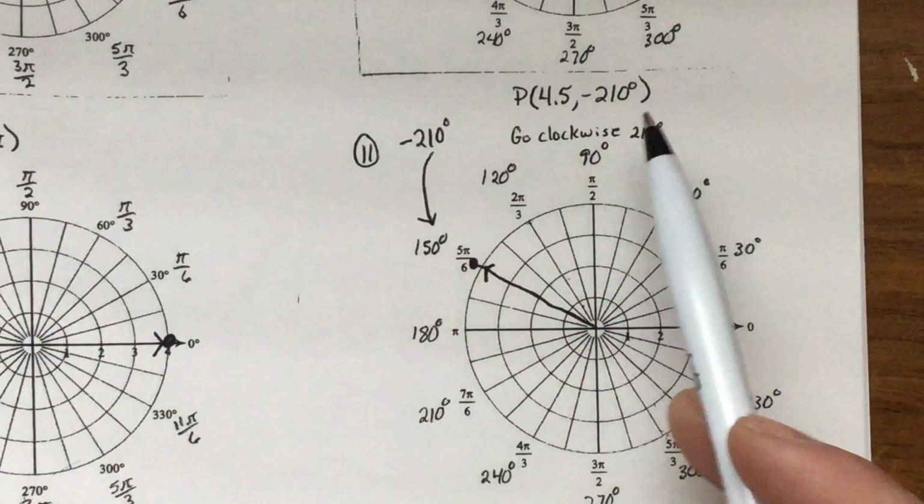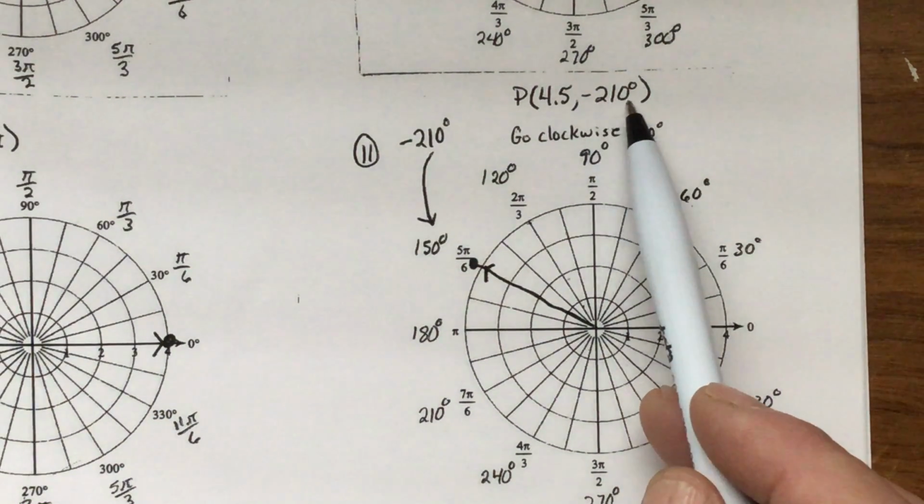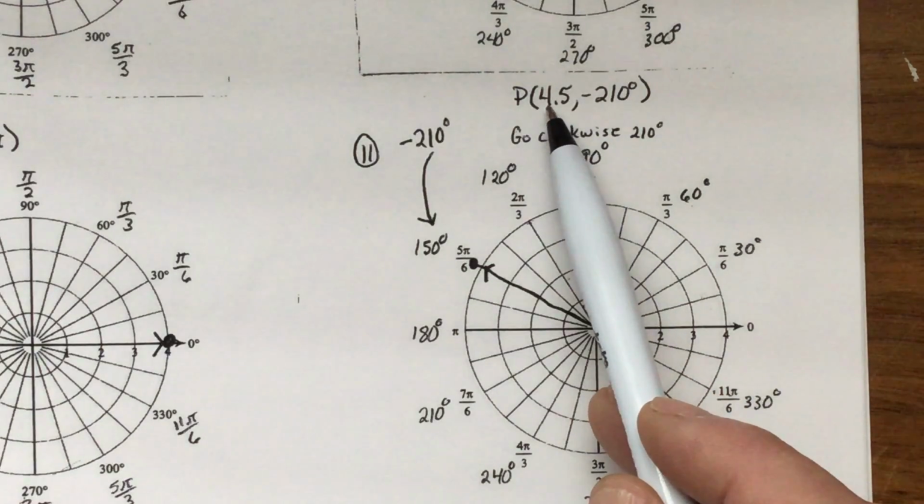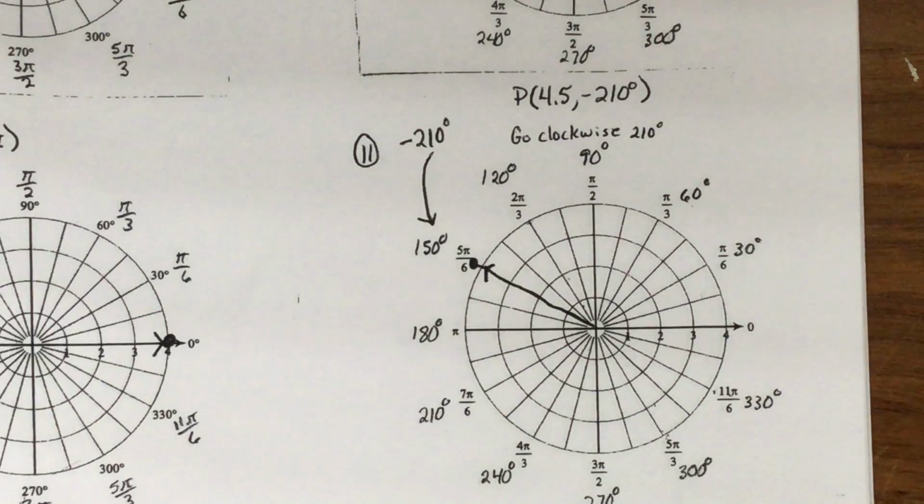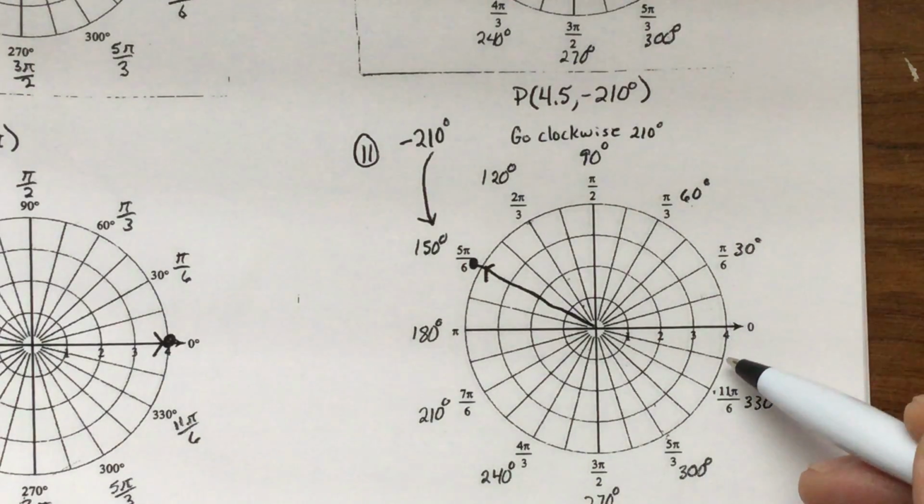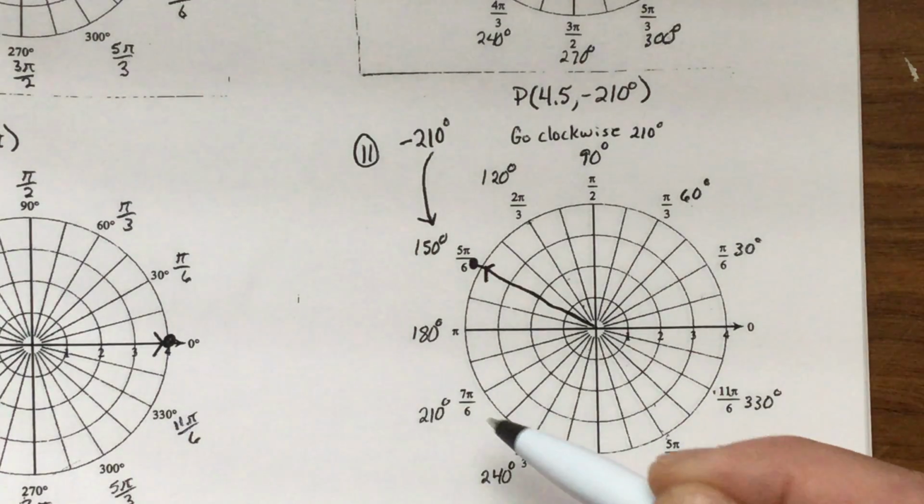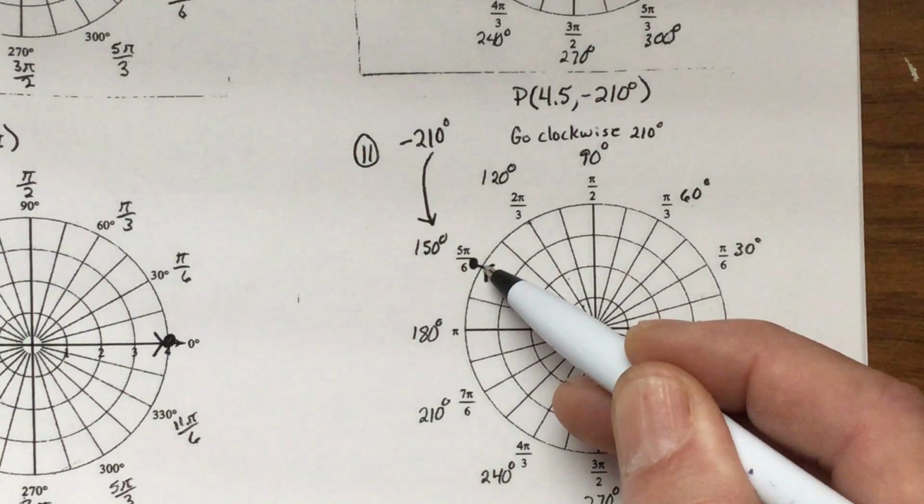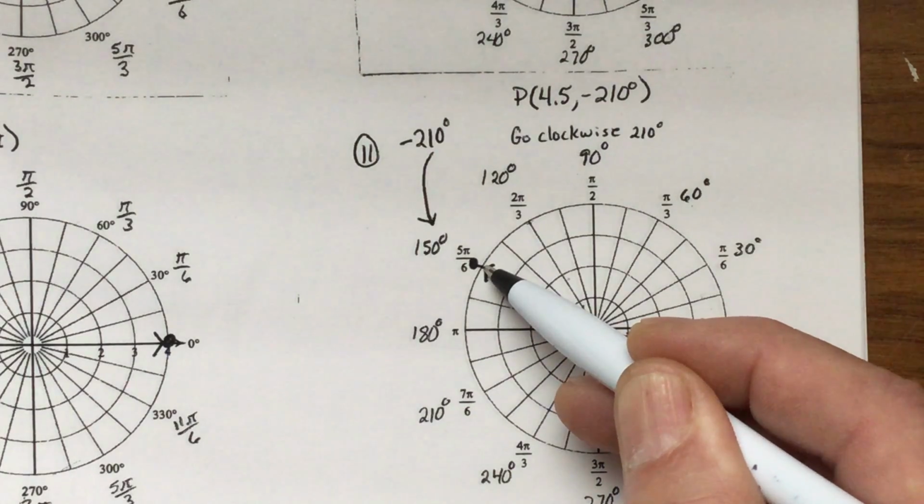Okay, here we go again. -210 degrees, and 4.5 for the radius. So from here I'm going to rotate 210 degrees. That's just 180 plus 30. So here we go. I've rotated 210 degrees in the negative direction.